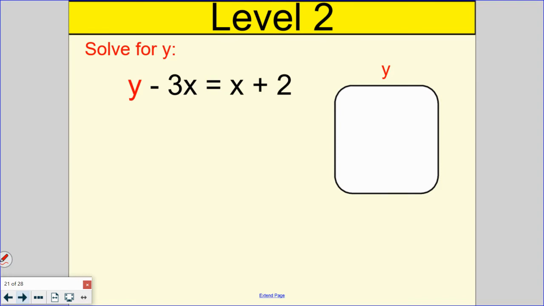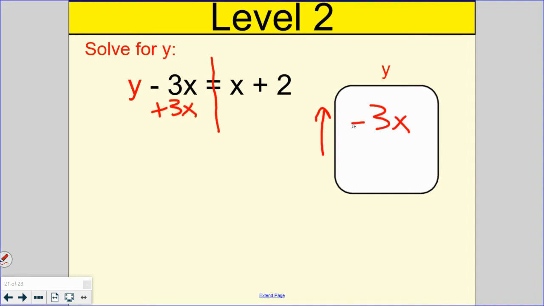Okay, let's try this one. We're going to solve for y. What is happening with y? Well, we're subtracting 3x from y. That's the only thing that's happening with our y. So to do the opposite of that, there's only one thing happening, but the opposite would be adding 3x to both sides. So we're going to add 3x.